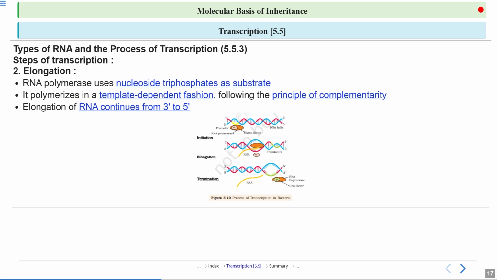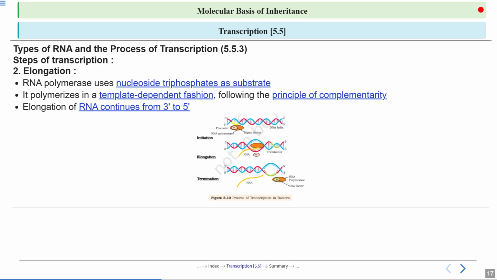Now it will do what? It will polymerize in a template-dependent fashion, because we know what rule it follows. It follows the principle of complementarity, that purine is going to complement pyrimidine. But here the only difference is that A is going to complement with what? U, that is the uracil, not thymine. And G is going to complement C, that is cytosine only.